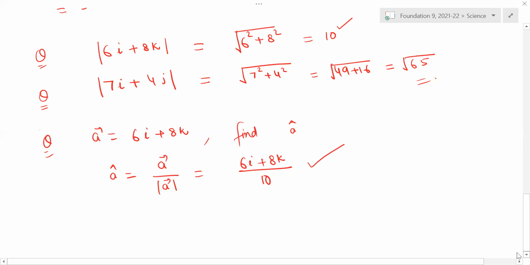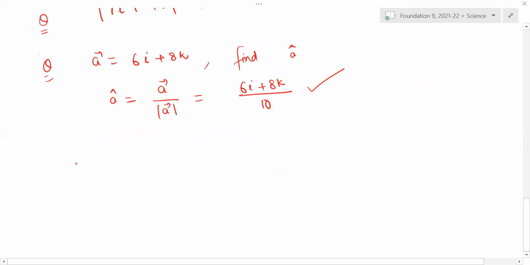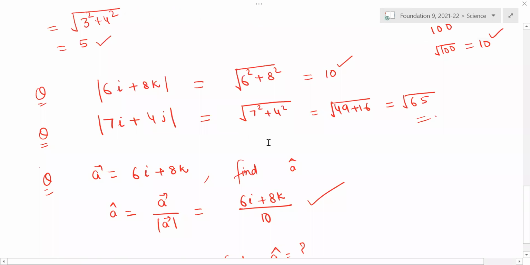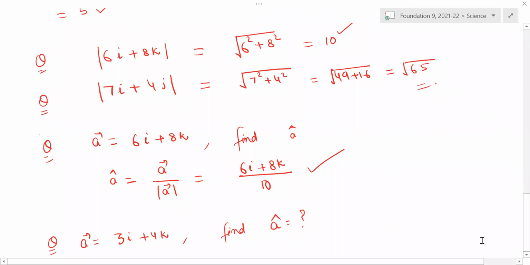Are you ready for the next question? Yes, sir. 3i plus 4k. If this is a vector, find a cap. Once, can you say how to simplify modulus? Like mod, that is what we were discussing. Simply square and then take the square root. Okay, sir. Here also same. Same method.